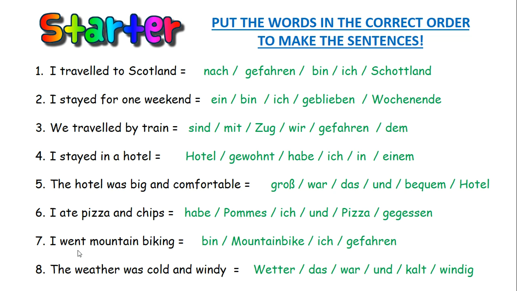Okay, so here's your starter. You've got 8 sentences, and I have given you all the words in German for you to make those sentences. Your job is to put them into the correct order to make a full sentence. So you're going to need a pen and your book or a piece of paper, and you have got 3 minutes to write these down in the correct order. Go.